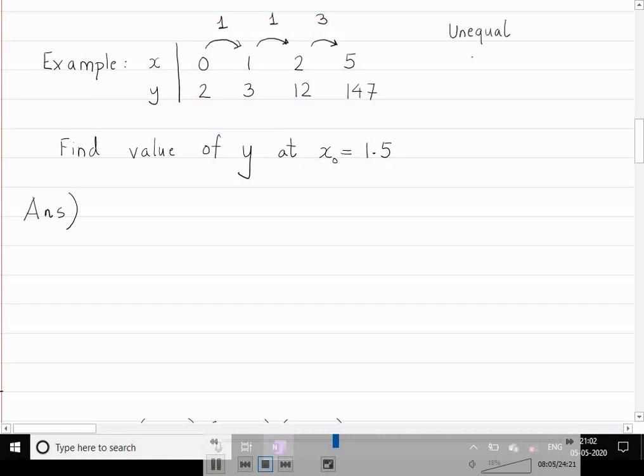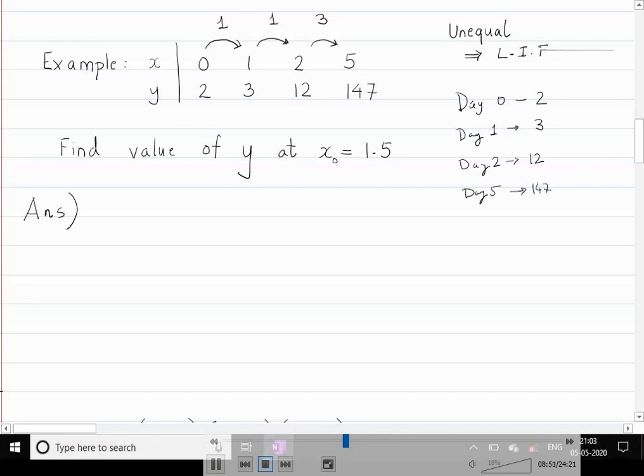This gap is not equal, so I have to use the Lagrange interpolation formula here. If the gap is equal, I will use some other formula, but if the gap is unequal, I must use the Lagrange interpolation formula. So the current situation is something like: on day 0, we have 2 patients of COVID-19, say. On day 1, I got 3 patients, on the second day, 12 patients, and on the fifth day, 147 patients.